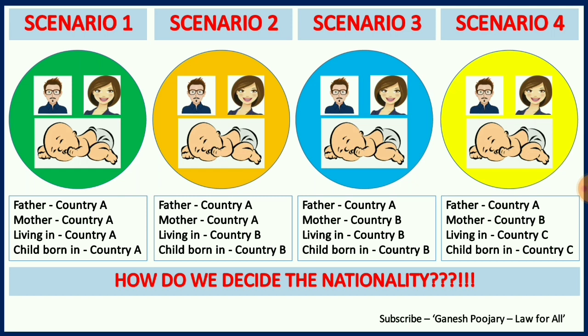Now that is what exactly we are going to understand: how exactly we decide nationality for those children in these different cases. Maybe scenario 1 is the very easy case because both are living there and they have a child there, so it is very easy for us to conclude. But when we see the other three questions, we have to sort them out with clear logic, and that logic is coming from the concept of Jus Soli and Jus Sanguinis. So let us try to understand both concepts and then sort out these issues later.